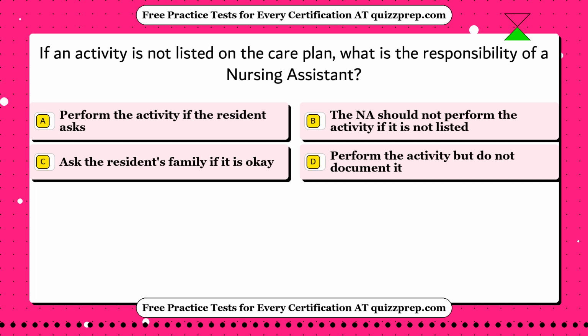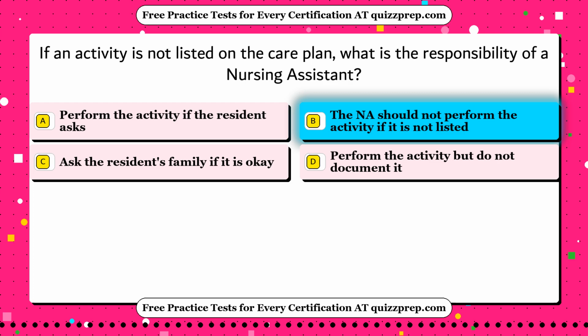Question 82. If an activity is not listed on the care plan, what is the responsibility of a nursing assistant? Option A, perform the activity if the resident asks. Option B, the NA should not perform the activity if it is not listed. Option C, ask the resident's family if it is okay. Option D, perform the activity but do not document it.